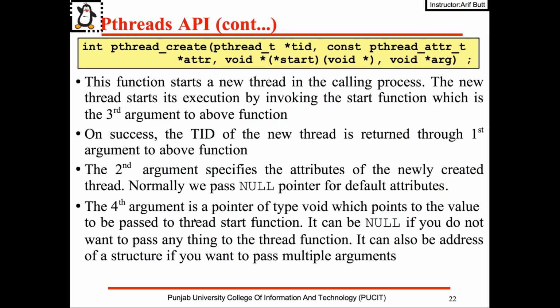Okay, pthread_create. This is the function that is used to create a child thread and starts its execution. There are 4 arguments which are passed to this create function.